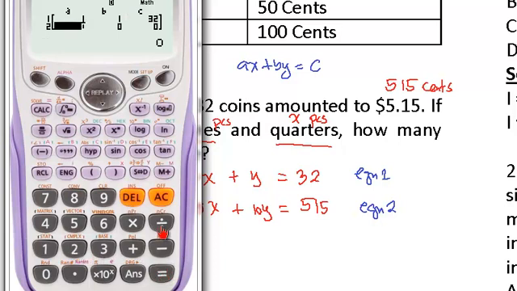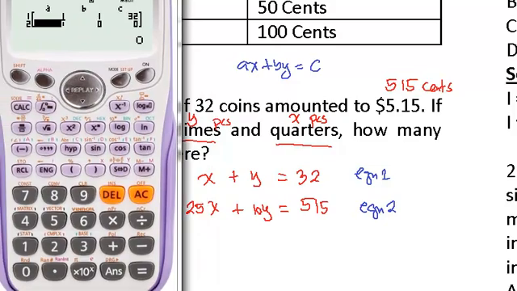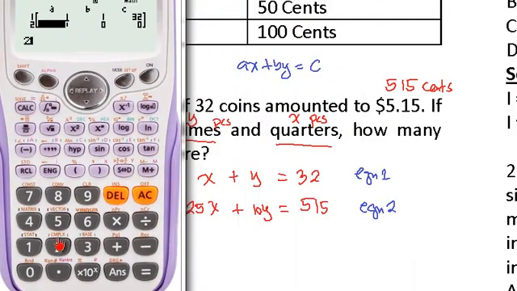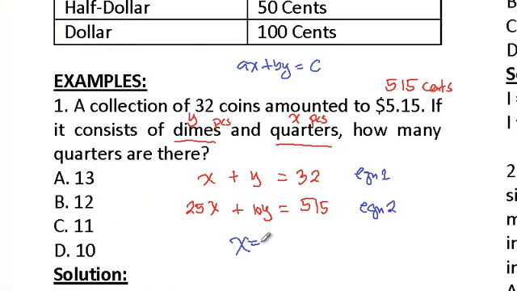And second, x is 25, y is 10, c is 515. Then we get x equal to 13 and y equal to 19. Just be very careful about what you are treating as x. In this case, x refers to the quarters. So the answer is there must be 13 quarters.